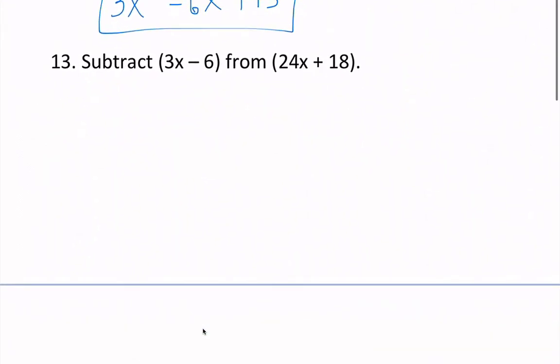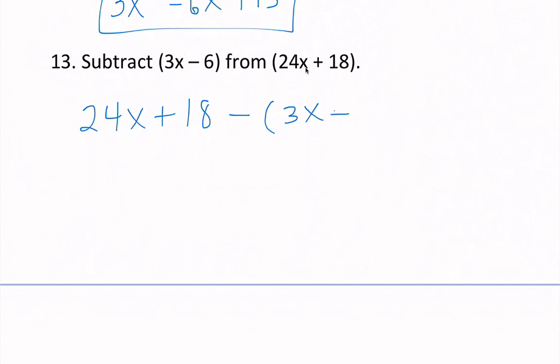Okay, on 13, this one is tough for some people to set up. It tells me to subtract, which means take away. So I need to take away 3x minus 6 from this guy right here. So I'm taking this away. So I need to start with 24x plus 18. So I'm going to subtract, take away 3x minus 6. A lot of people that mix these up, they switch these. So it's telling me to subtract, to take this piece away.